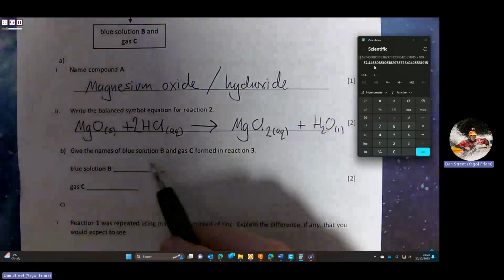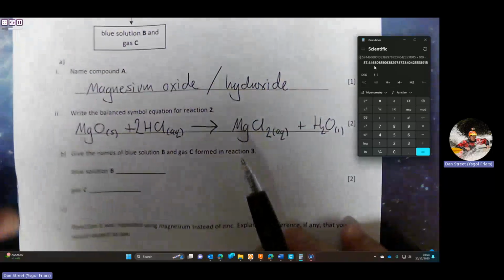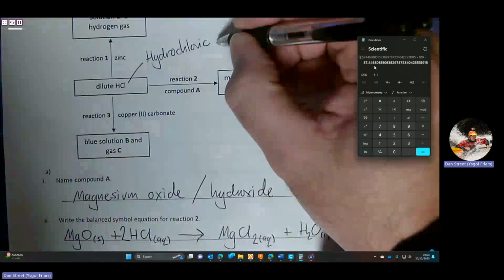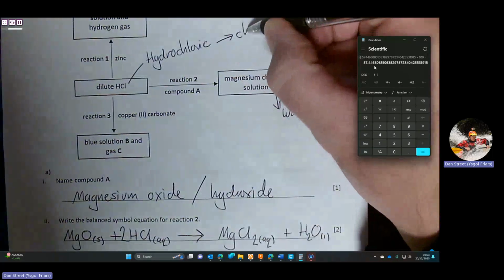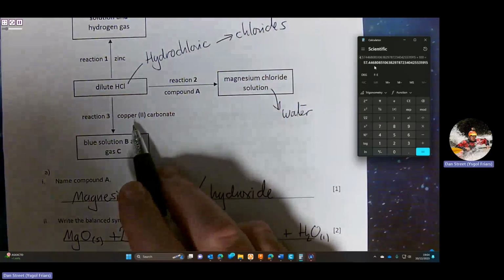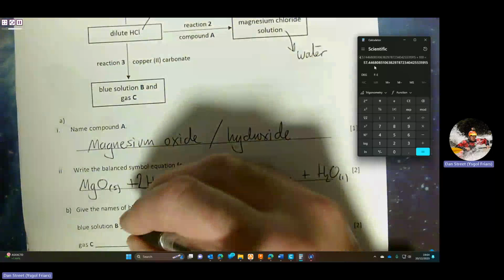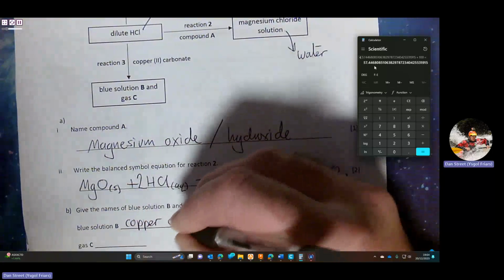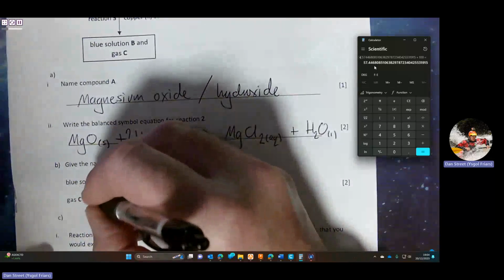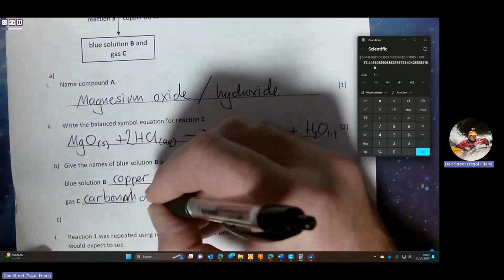Give the names of the blue solution B and gas C formed in reaction 3. We've talked about this already. If you've got hydrochloric acid reacting with copper carbonate, we need to recognize that hydrochloric acid forms metal chlorides, and the metal here is copper. So the salt is going to be copper chloride, so that's the blue solution. Copper chloride. And then the gas is carbon dioxide. That's always made when you react a carbonate with an acid. Carbon dioxide.